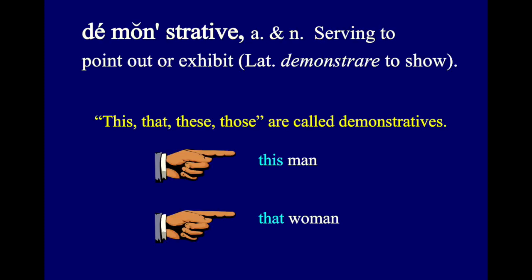Okay, so demonstrative, right, to demonstrate. The definition of this word is serving to point out or exhibit, coming from the Latin demonstrare, to show something, to point something out. This, that, these, those. Those words that I just said out loud, notice I'm using demonstratives. These words right here are all the demonstratives in English. This, that, these, those. This man, that woman, these men, those women.